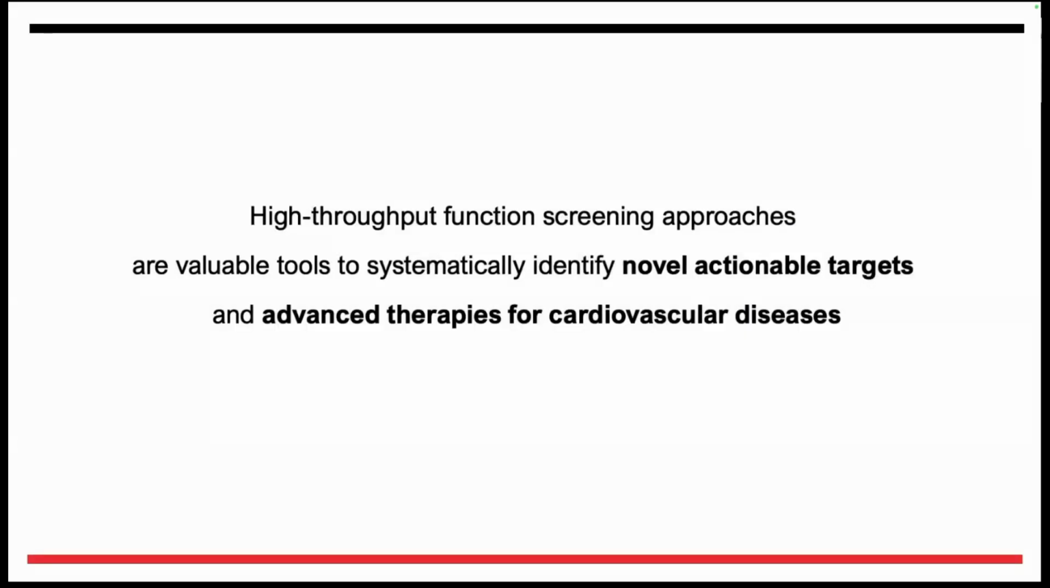And with that, I'm done. I hope I showed you how powerful this technology is to identify novel targets, to develop novel therapies, and mainly to discover new molecules and new biology.